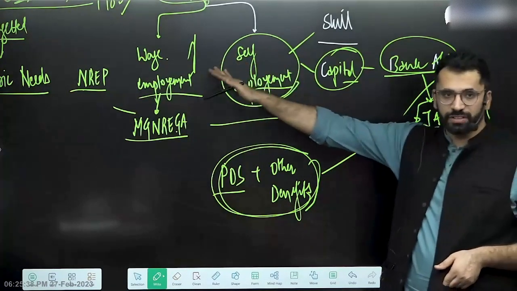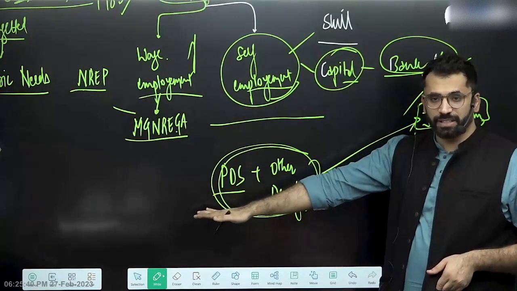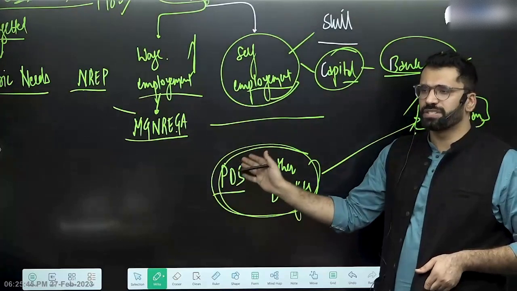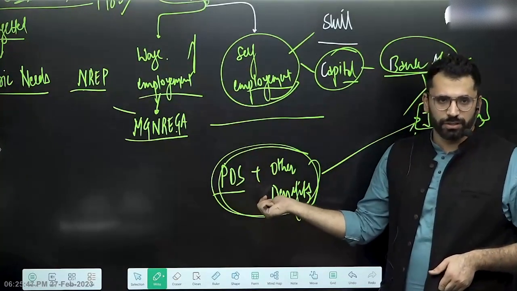So along with this, there is social security provided by the government through various schemes. PDS, electricity, a lot of things. Saubhagya scheme, LPG, a lot of assets are being provided through this also.